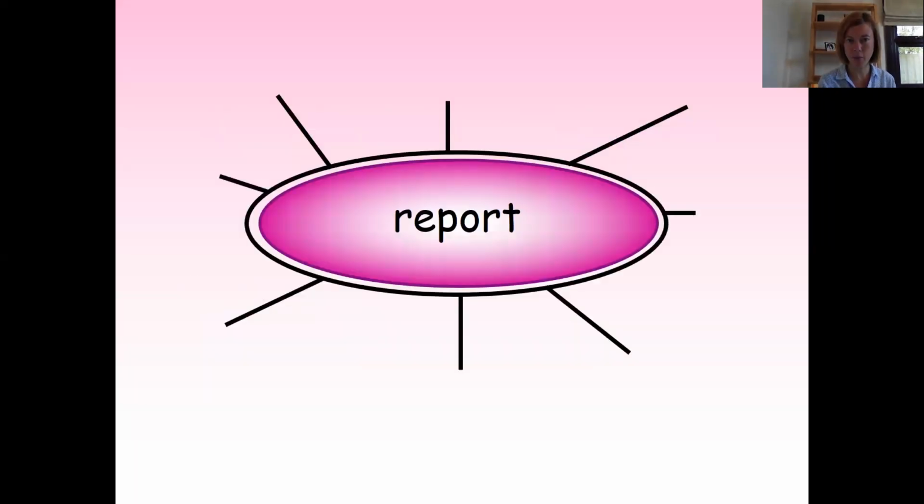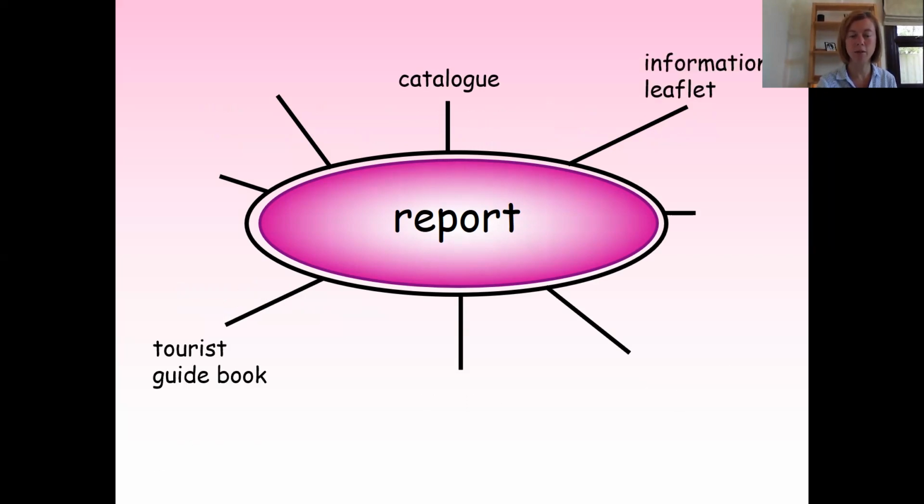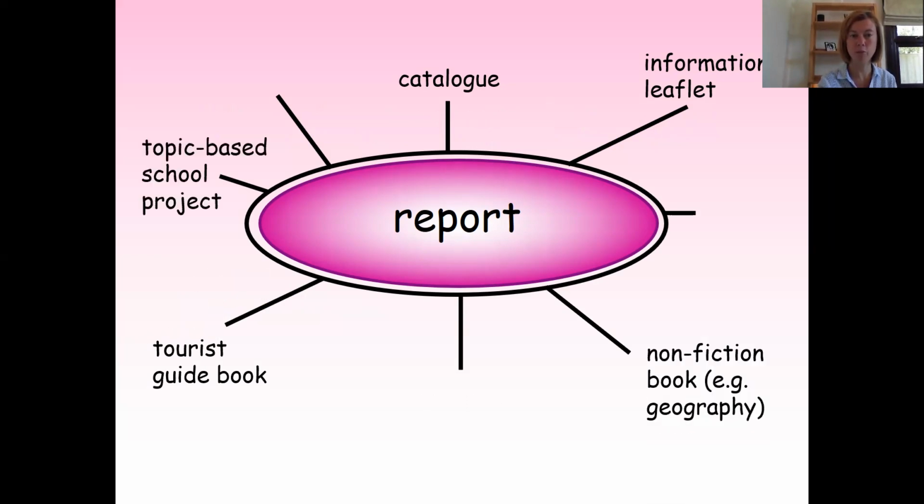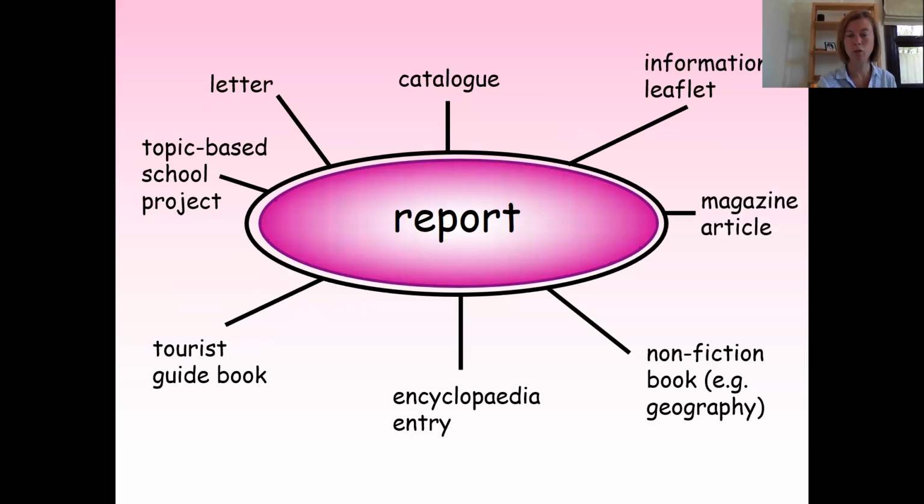There are lots of different types of report, and these are some examples of what you might find. You may find a report in a catalogue, an information leaflet, a tourist guidebook, a non-fiction book, a topic-based school project, an encyclopedia entry, a letter, or a magazine article. Now, if you've got some of those types of writing at home, go and have a look after you've watched this video and see if you can find some of the features that we've talked about, and they will help you to organise your own writing later in the week.